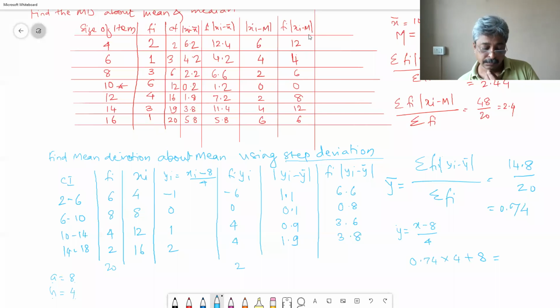10.9, 10.96. Is this correct? What we are doing is, this is y bar, we have got 0.74 as the mean deviation.